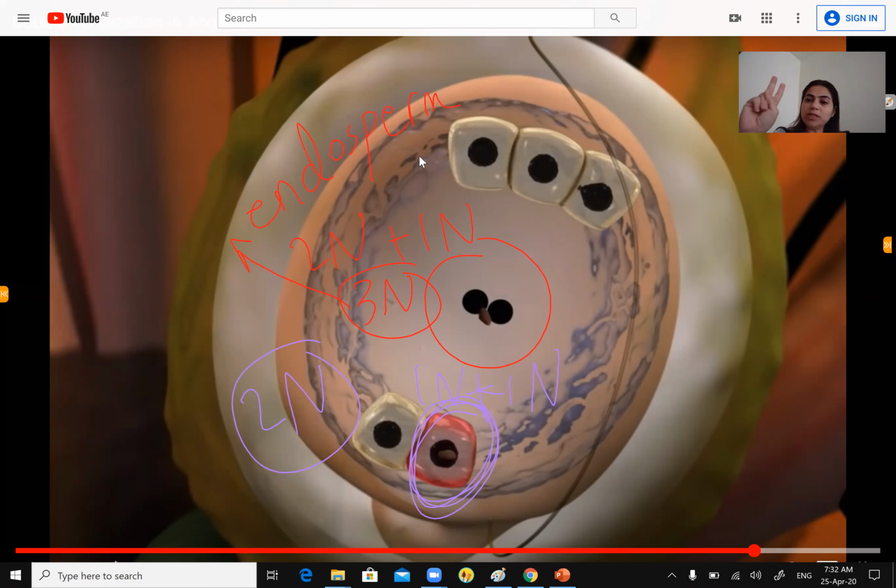So double fertilization, because there are two sperms. One sperm will fertilize the egg cell. Where is it found? At the opening of the ovule, which is called the micropyle. The second fertilization: the two nuclei are already forming a diploid cell, 2N, with the sperm, so a triploid cell is formed, the 3N, which will form the endosperm.